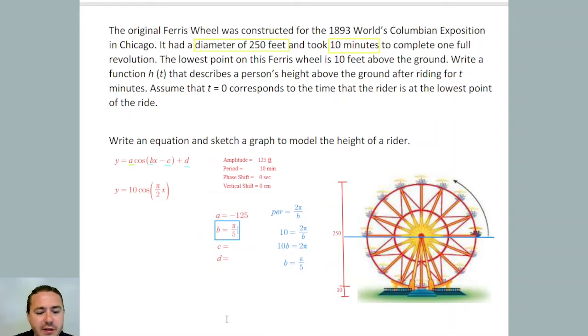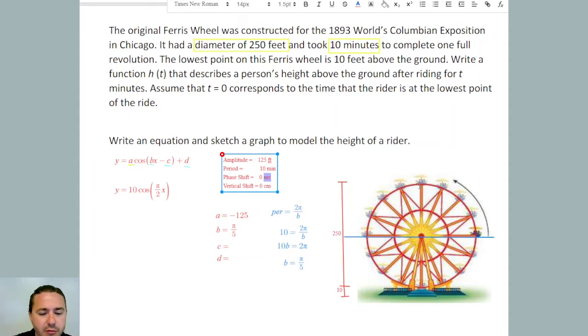The phase shift, since I'm starting at a minimum, there should be no phase shift here. So yeah, no phase shift on this one. And we do have a vertical shift though. We've got to think about where exactly is equilibrium. Now, if you're working this quickly, you might say, hey, it's 125, but it's actually not 125 because, as I was saying earlier, the minimum point on this Ferris wheel is not on the ground. There's an extra 10 feet there.